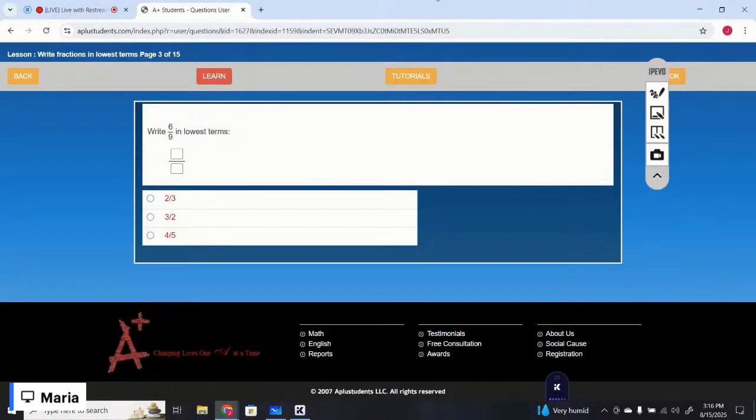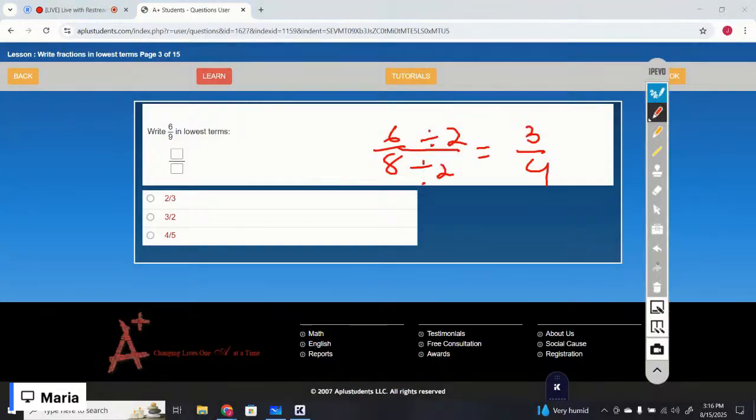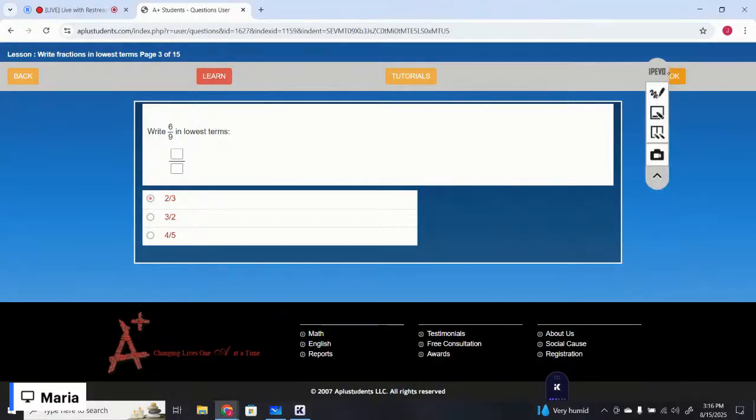Write 6 by 9 in lowest terms. So 6 by 9, the greatest common factor is 3. So let's just divide it by 3. 6 divided by 3 is 2 and 9 divided by 3 is 3. That is 2 by 3. Option number 1 is the correct option.